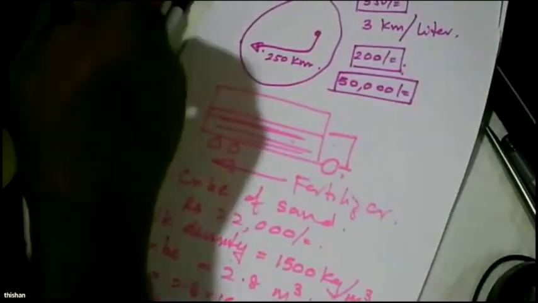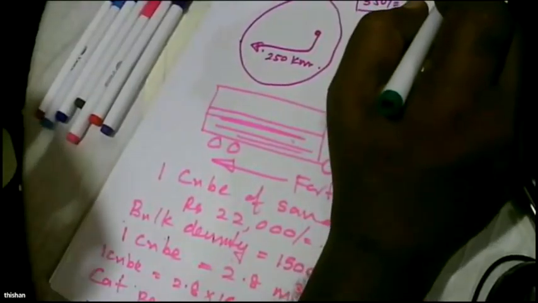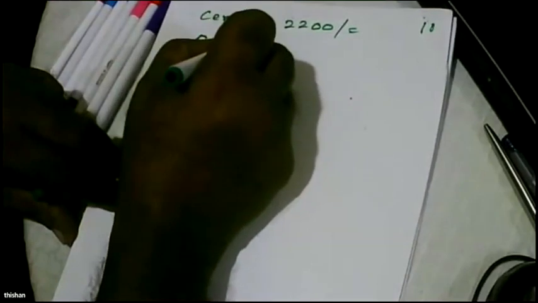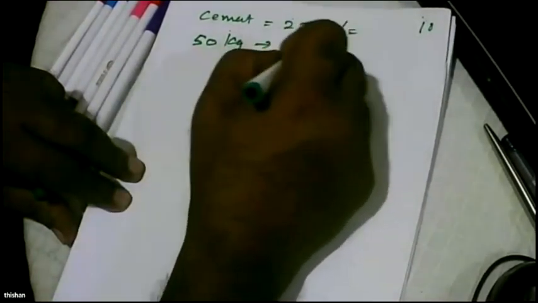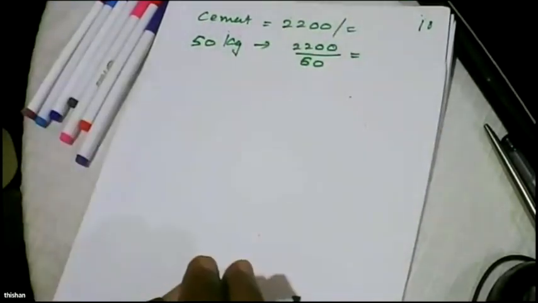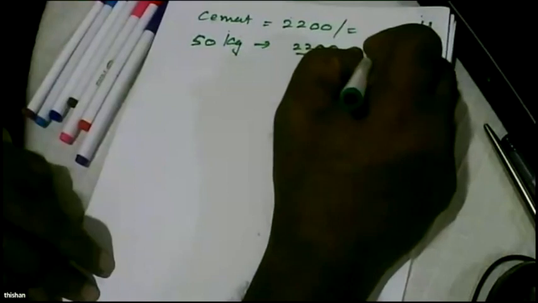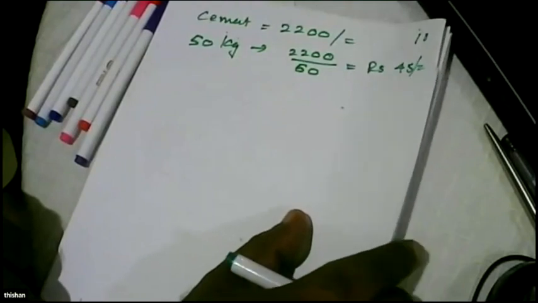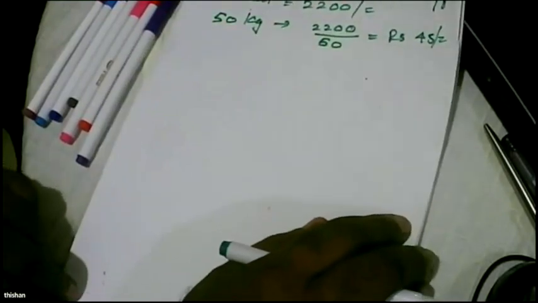Now, let's look at the cost of cement. Cement is rupees 2,200 per bag, 50 kilos. 2,200 divided by 50, what's the price? 44. So let's say rupees 45, because there can be some transport charges as well. So let's say 1 kilogram is 45 rupees.